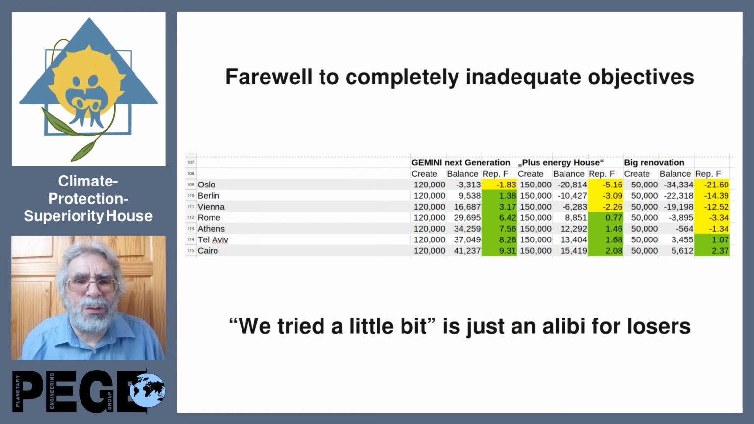What is an inadequate objective? Oh, we tried a little bit. Oh, we are so good because we already tried it. We failed by far, but at last we tried it. This is something for losers, and we don't want to lose against the climate catastrophe. We want to win this. And so we should have good targets and not joke targets.